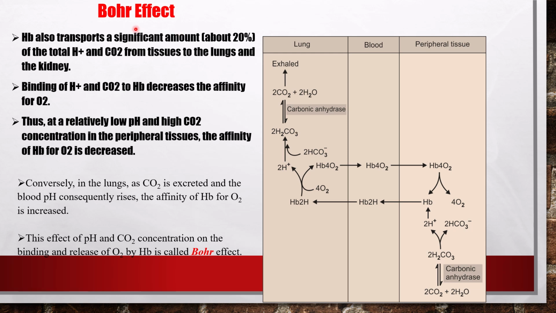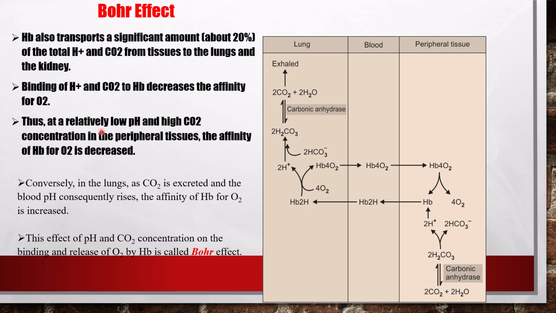So what is the Bohr effect, which is not shown by myoglobin? Only hemoglobin shows this effect. Hemoglobin also transports a significant amount, about 20% of the total H+ ions and carbon dioxide, from the tissues to the lungs and the kidneys. Binding of H+ ion and carbon dioxide to hemoglobin decreases the affinity for oxygen, because the affinity of binding of H+ ion and CO2 with Hb is more as compared to oxygen. Once they are bound, they decrease the affinity of oxygen binding.